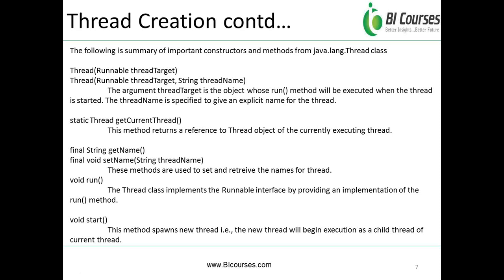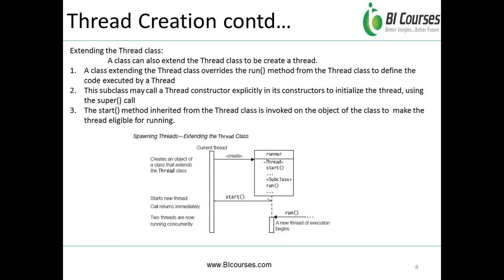And also we can set the name of the thread object. And also we can call the run method to execute the thread object. The Thread class implements the Runnable interface by providing an implementation of the run method. So start is used to spawn a new thread that will begin execution of the child thread of the current thread.